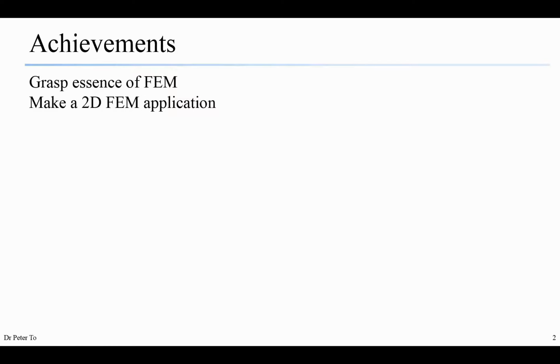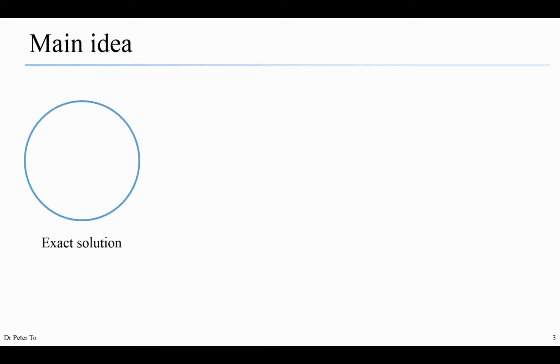So the subject learning outcome for our lectures is that we should grasp the essence of the finite element method. And in the tutorial, we are going to make a 2D finite element method application. The main idea of the finite element method is that we divide a complicated shape into standard elements with a known shape function.